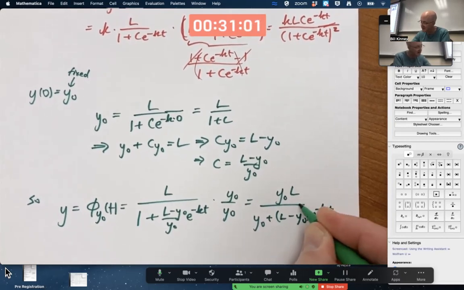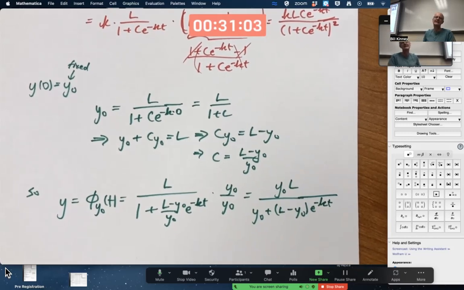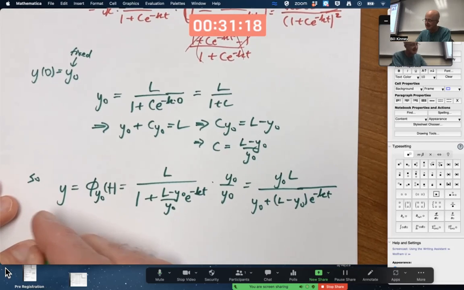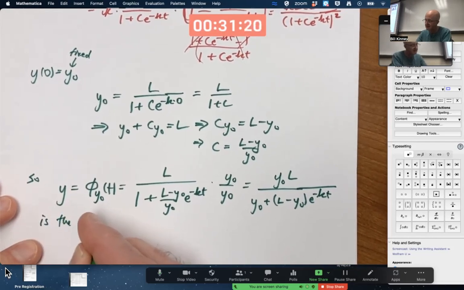And this is my favorite formula for the solution because now we're back to including the equilibrium solution. Y naught is 0 does make that always 0. What fun. It's like we went in circles there. This is the unique solution of the IVP.